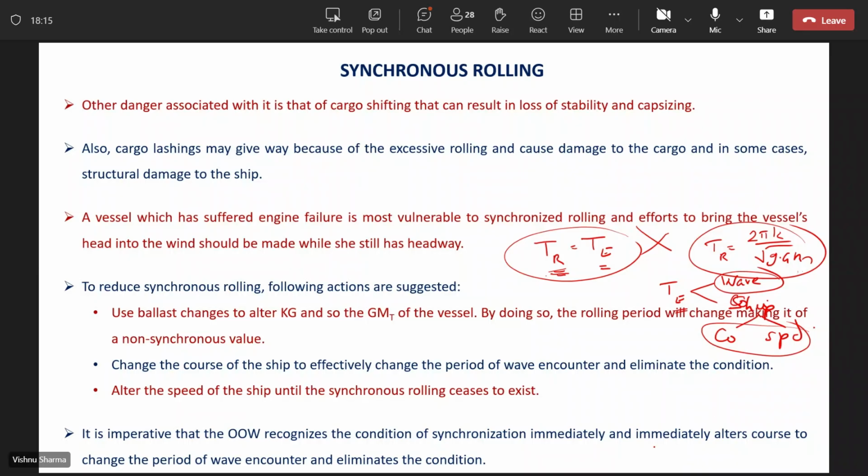So, guys, have you understood what is synchronous rolling? Under what circumstances does it happen? And what can be done? What will be its ill effects? And how can you prevent a condition of synchronous rolling from developing? Is it clear, beta?